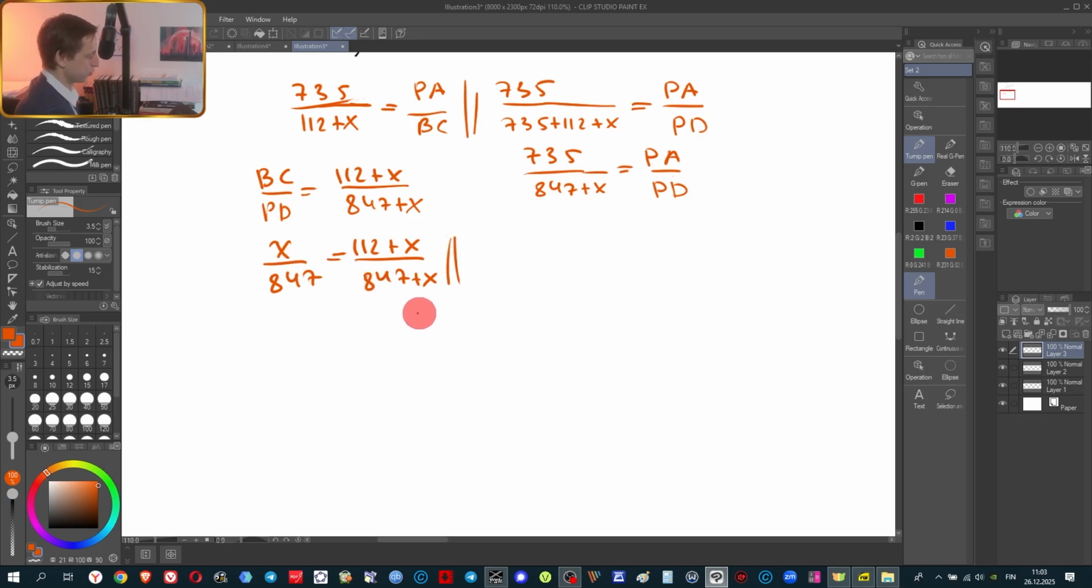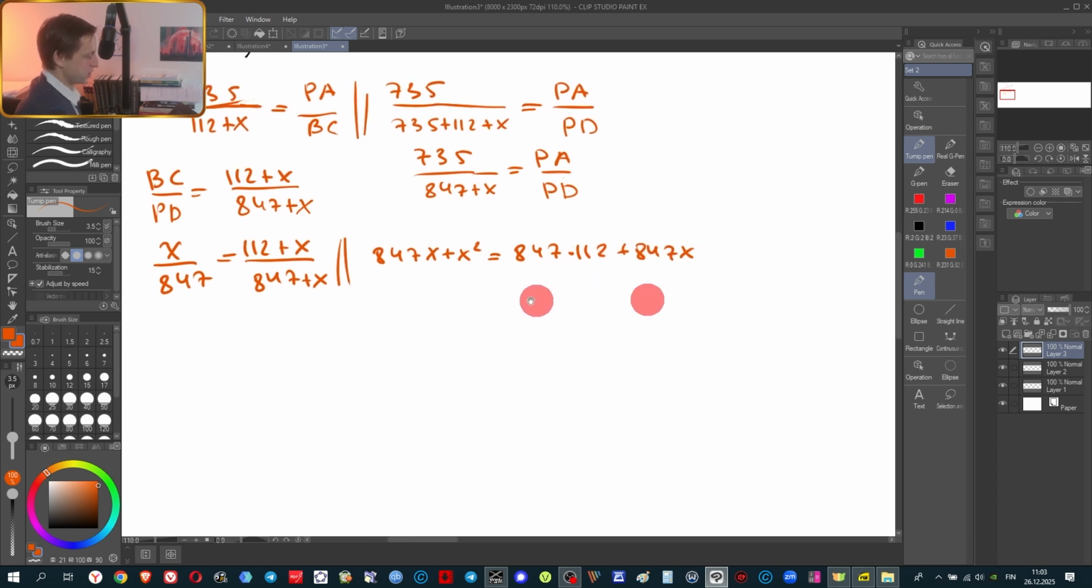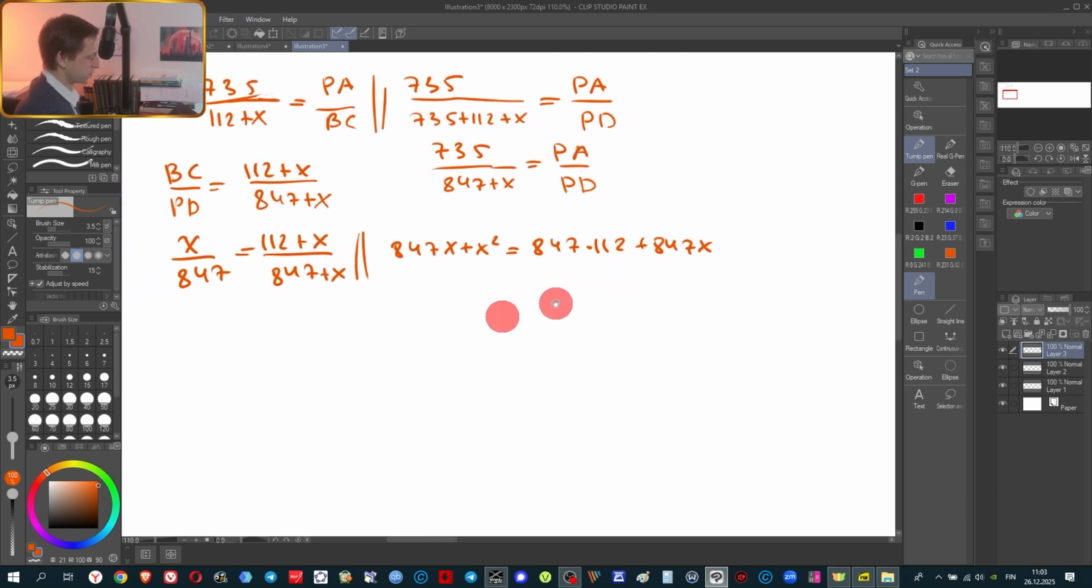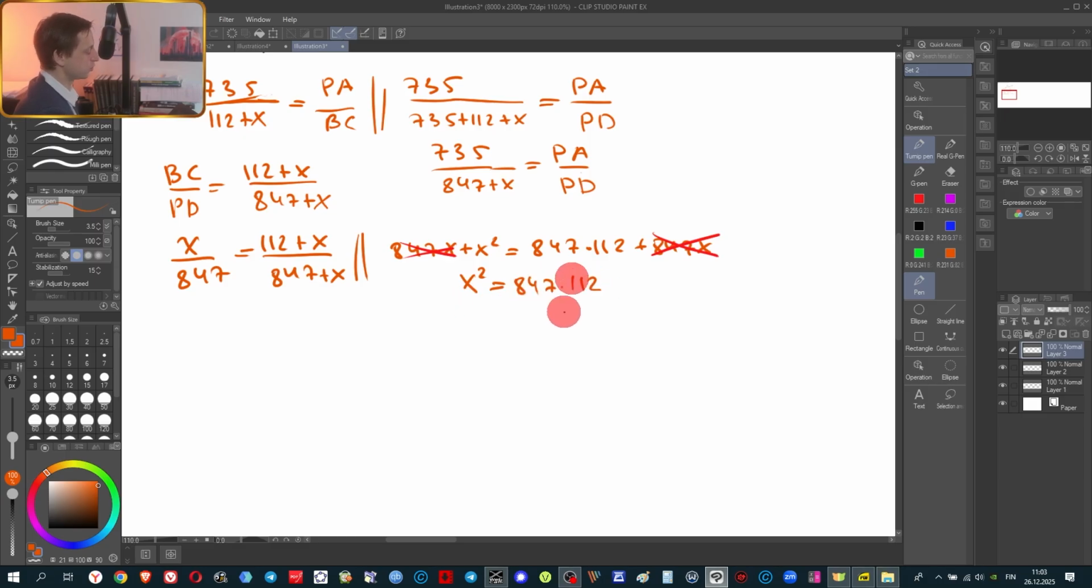Let's just make a cross multiplication. We will get 847x plus x squared on the left side, and on the right side we'll get 847 times 112 plus 847x. So now 847x is present on both sides, right? So it means that this one cancels out, and we got a very simple equation: x squared equals 847 times 112. And eventually we need to find x.